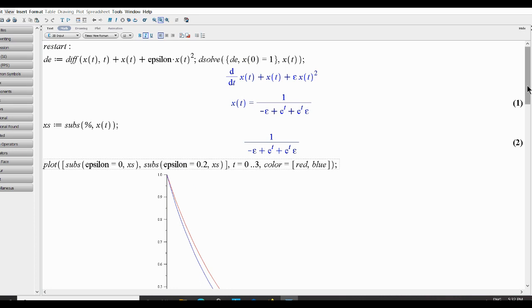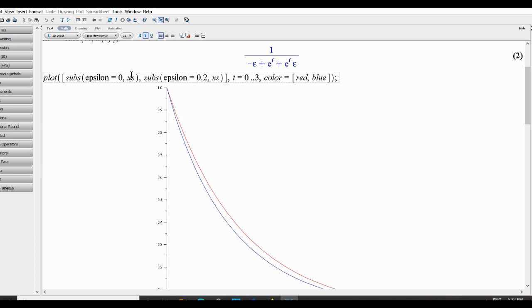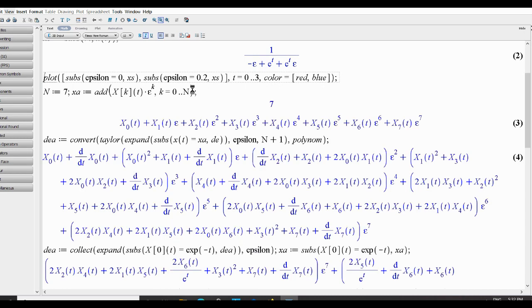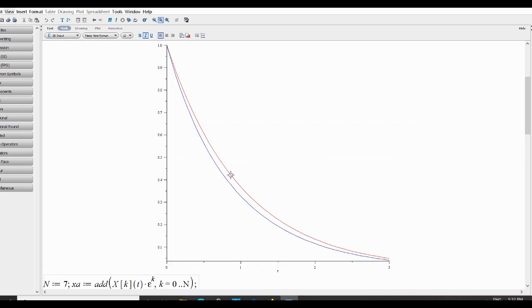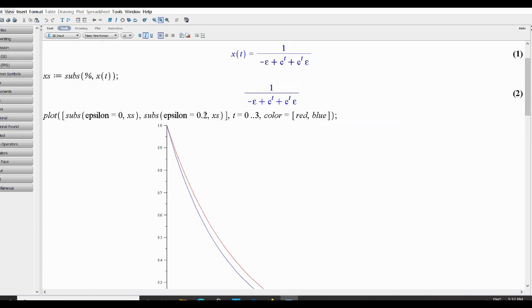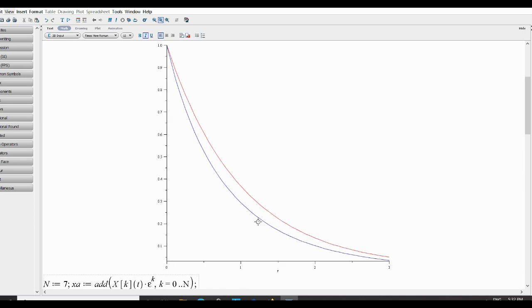When I plot it for epsilon equals 0 and epsilon equals 0.2 in red and blue, so here it is. The red one is epsilon equals 0, this one is epsilon equals 0.2. I can in fact make it a bit bigger. I can make epsilon equals 0.4, for example, to see the difference a little more. So there is some difference.